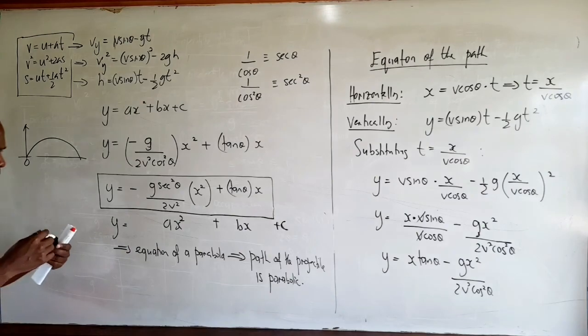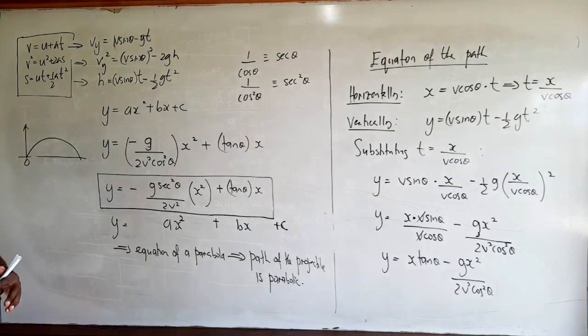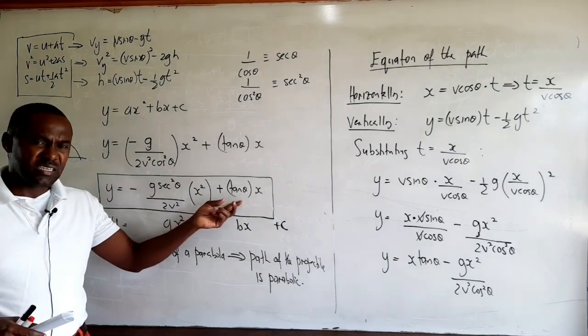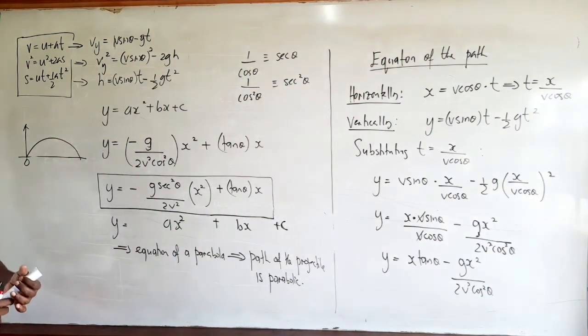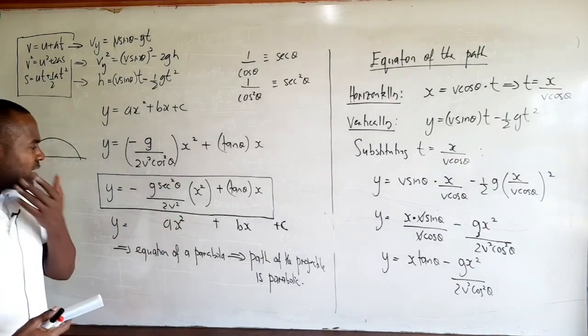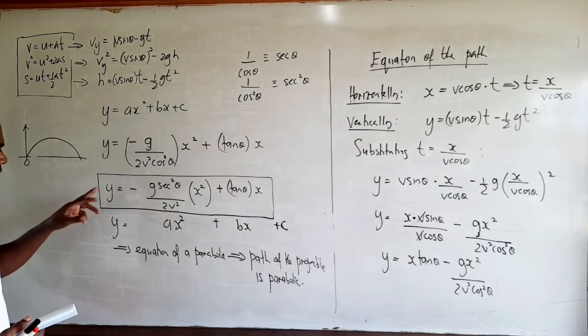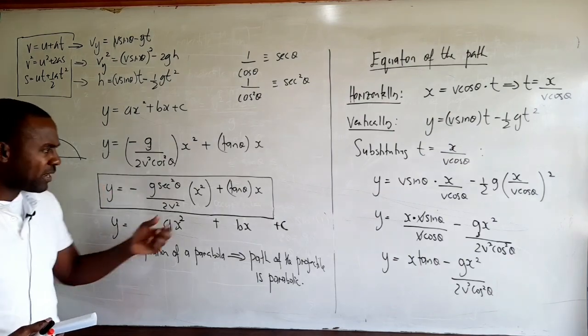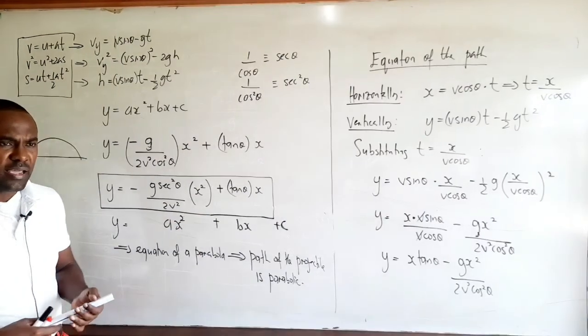So this is the equation of the path, and it basically shows how the vertical displacement y varies with the horizontal displacement x. So in a situation where we only have, for instance, the angle of projection and the speed, we can actually find the corresponding vertical displacement for a particular horizontal displacement x.